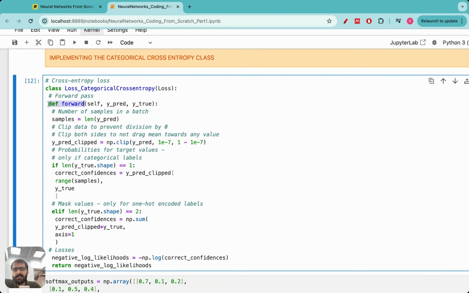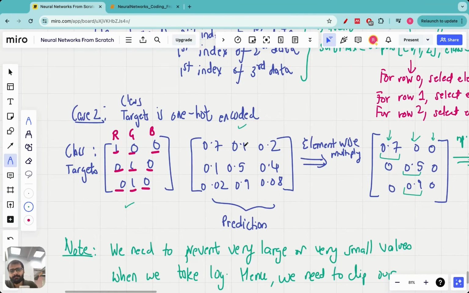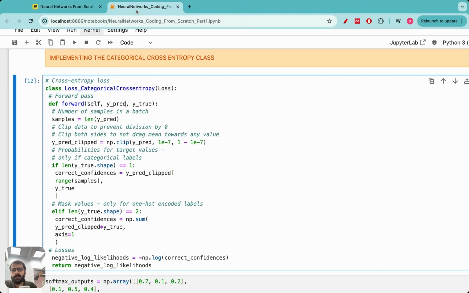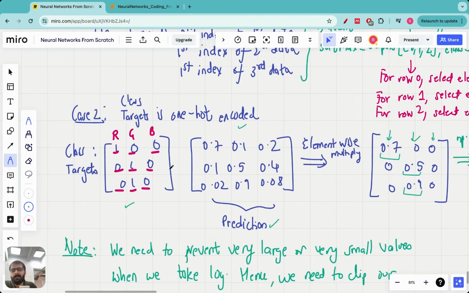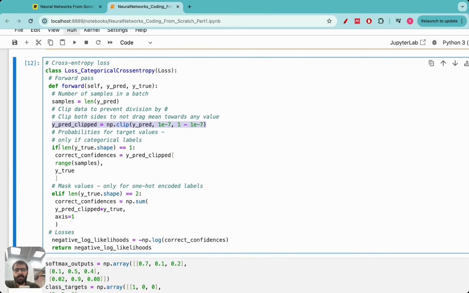Okay. So here's the loss categorical cross entropy class. It has one method which is called forward. This method takes two inputs. It takes the prediction, which is this array here, my prediction array. So the forward method takes this as one input, and the second input it takes is the class targets, which is y true. As I told you, here is the clipped version of the y prediction to avoid the predicted values from being 0 or 1.